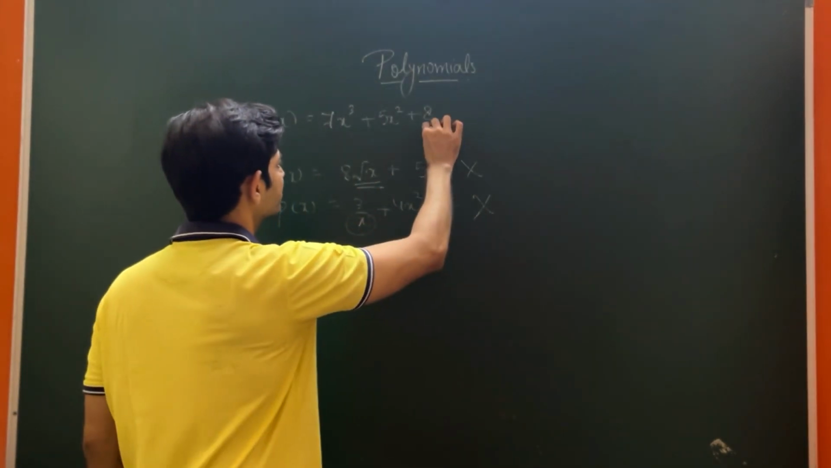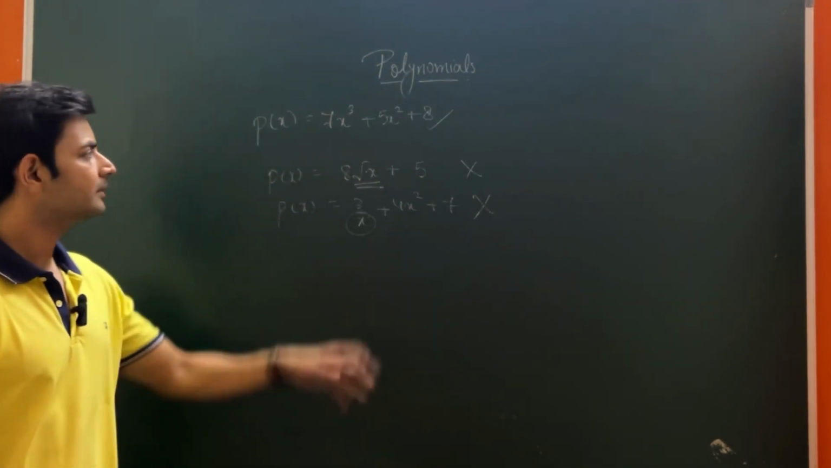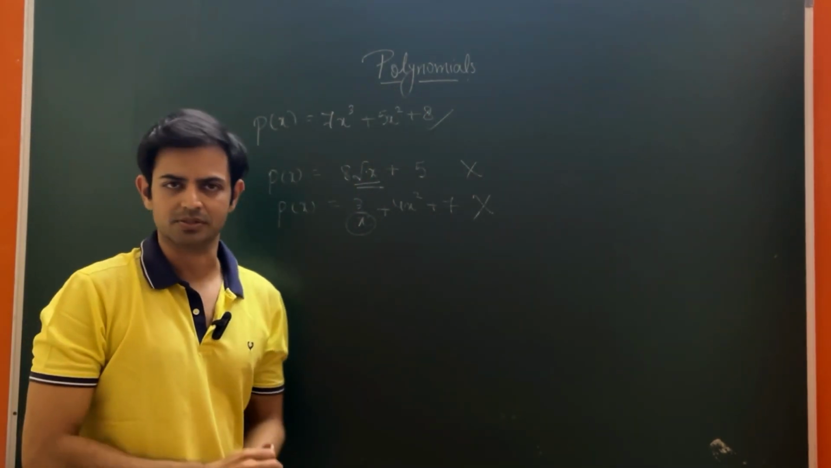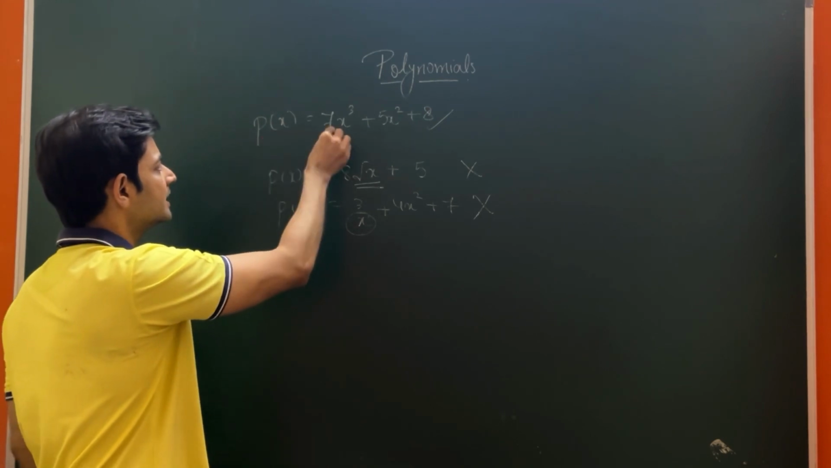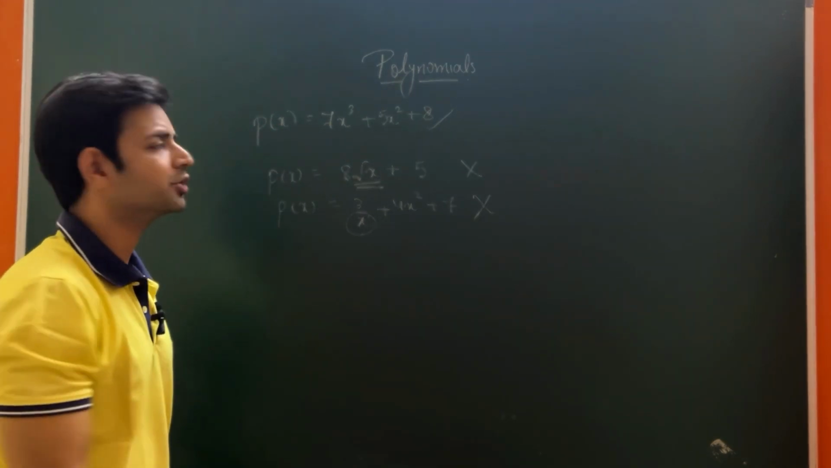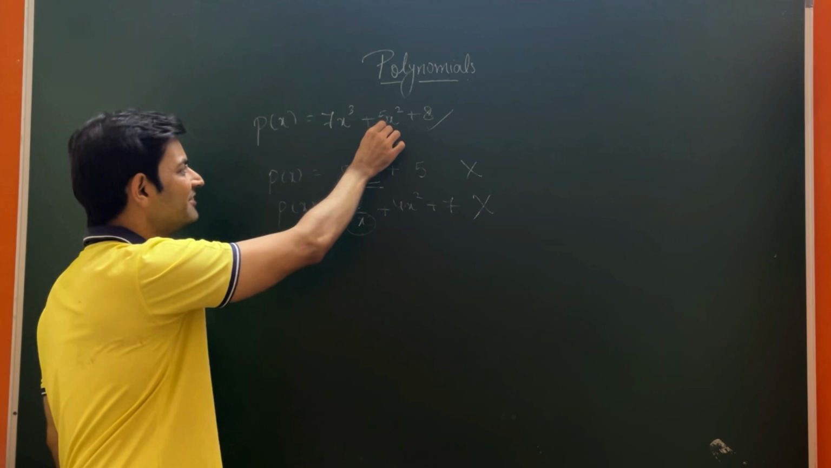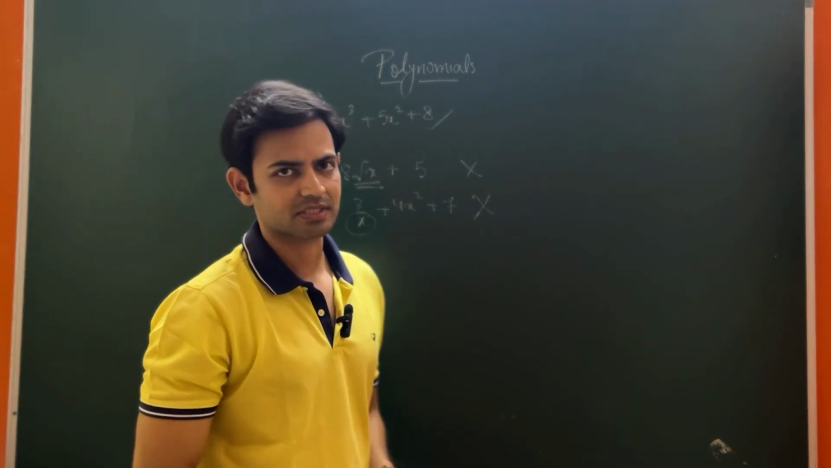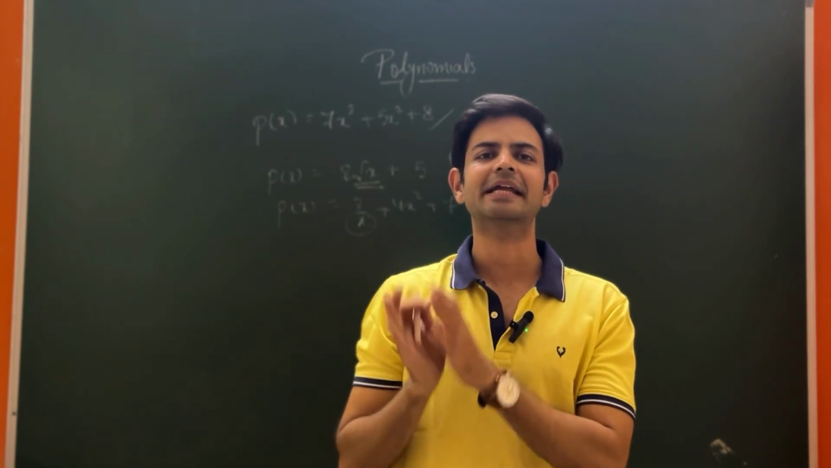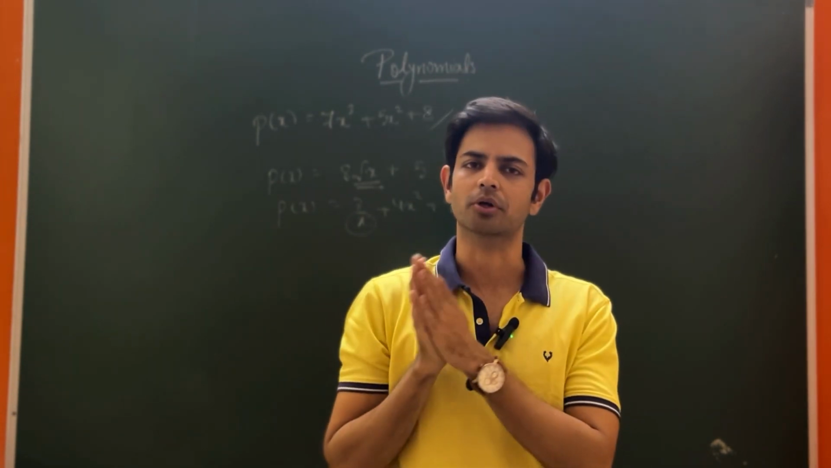If I take the case of this one, it is a polynomial because here all my powers are positive. Now, x is a variable here, 7 is the coefficient of x cube, 5 is the coefficient of x square and 8 is a constant. So this is how you can identify if the given expression is a polynomial or not.